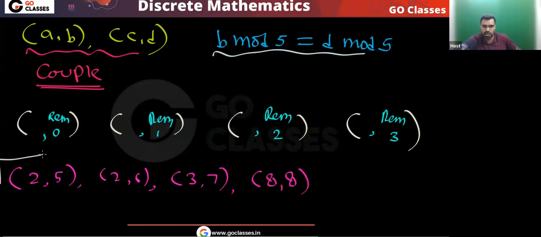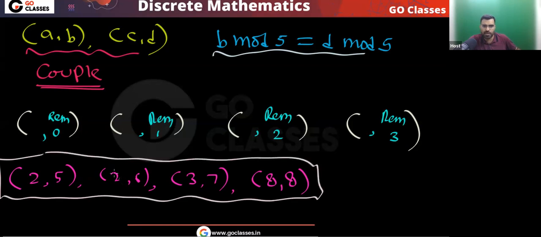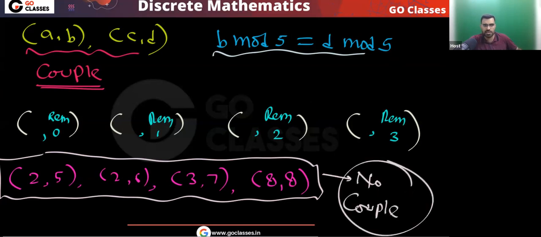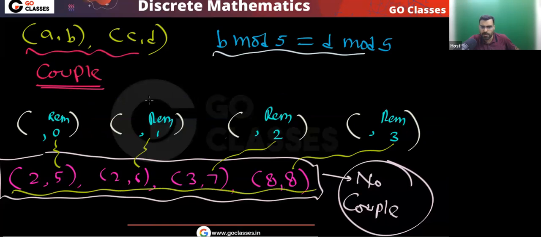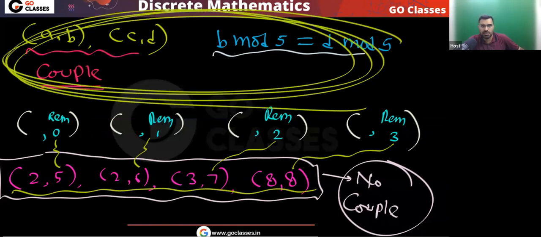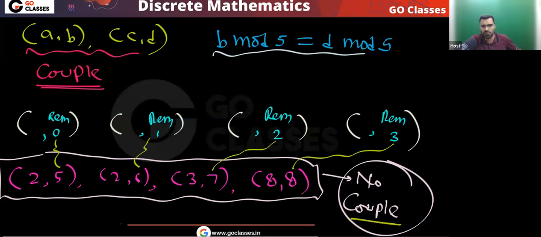Is this point clear? You can notice in these 4 ordered pairs there is no couple. Agree with me? So with 4 ordered pairs, you cannot guarantee. This is giving remainder 0, this remainder 1, this remainder 2, and this remainder 3. So I give you this counter example: in these 4 ordered pairs, we don't have this type of couple.